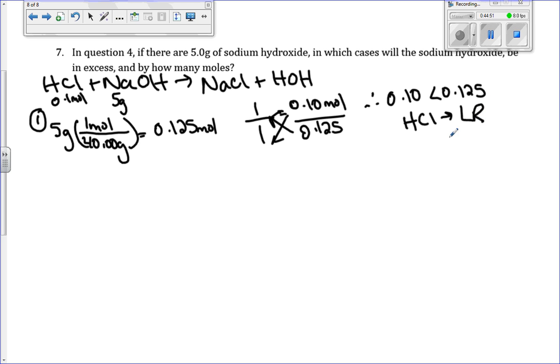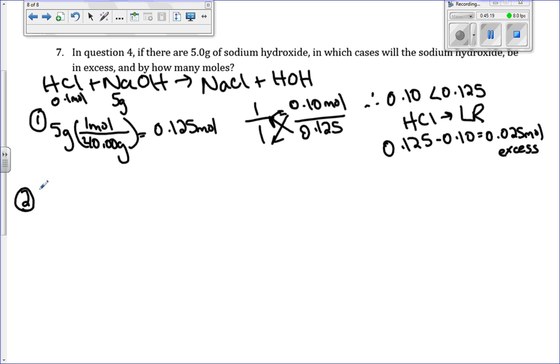And it's going to be limiting, and when it asks us by how many moles, this is an aside. This I don't expect you to do. Maybe I'll make it a bonus question on the test. Hint, hint.